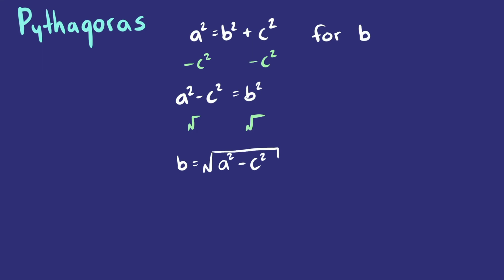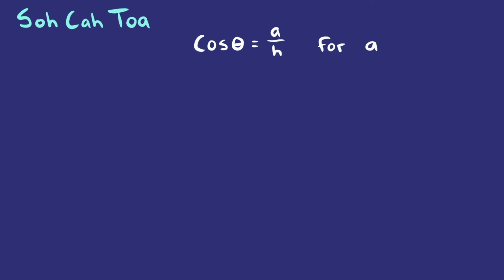Staying in the theme of trigonometry, we'll now look at SohCahToa. Taking our Cah relationship, we're going to solve cosine theta equals a over h for a. This gives us a simple one-step equation where we just need to multiply both sides by h to move it to the other side. And that gives us a equals h cosine theta. We'll now solve the same equation, but this time for h.